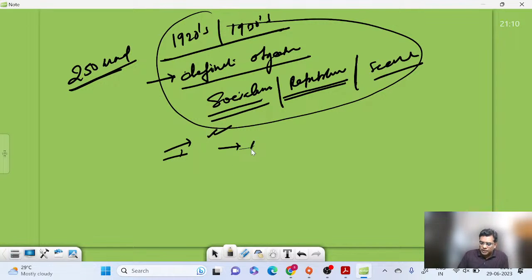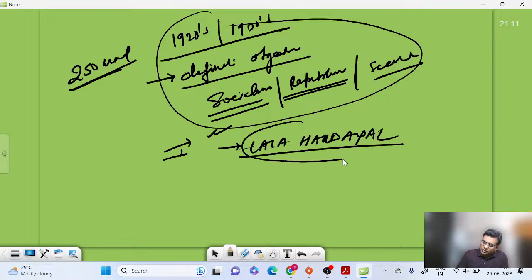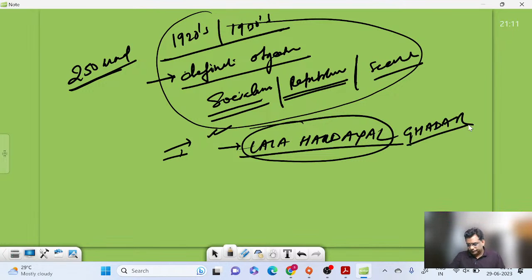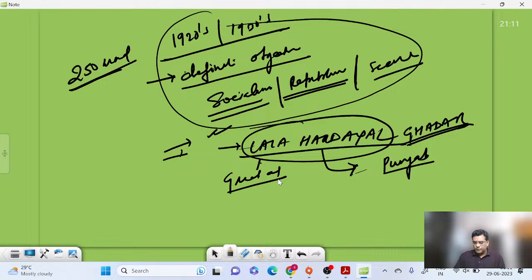You know, revolutionaries were inspired by Lala Hardayal. Lala Hardayal was a great philosopher. He was an activist of the Ghadar movement in San Francisco. But after that, he was expelled from America. He settled in Punjab. So he was iconic among all the revolutionaries. Lala Hardayal was a great organizer. He was a propagandist. He raised the funds. He was a fund raiser.